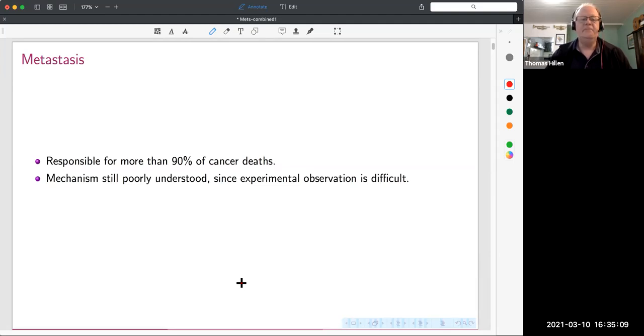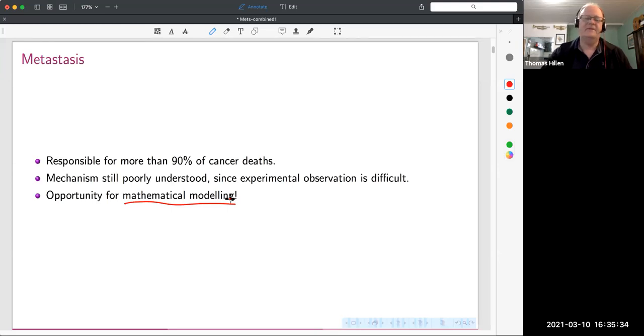Still, the mechanism for metastasis is relatively poorly understood. There are certain aspects which are really well understood, and I'll talk about those, but there are other aspects which are actually not understood at all. And I think, tada, this is an opportunity for mathematical modeling. Because I think one strength of math is to be able to analyze complex systems and complex things, and metastasis is certainly something very complex.